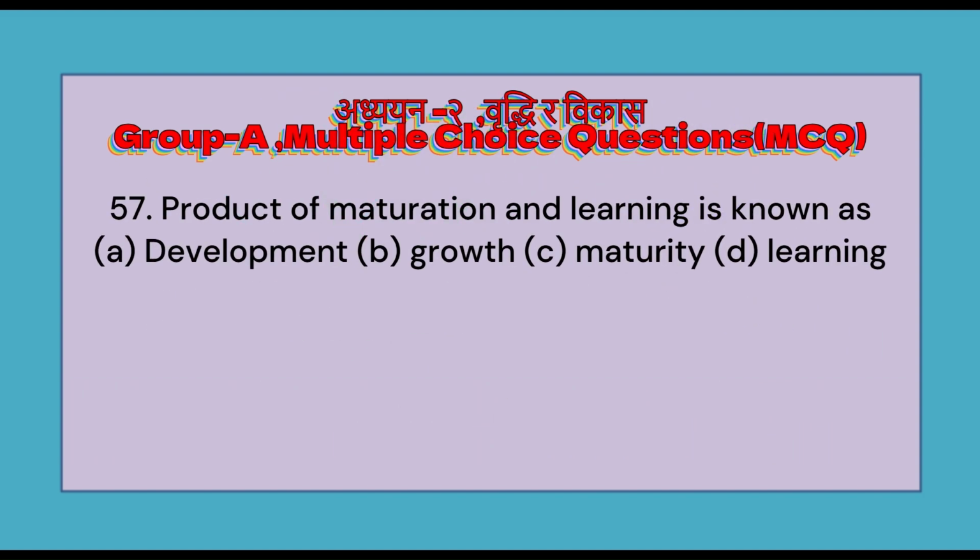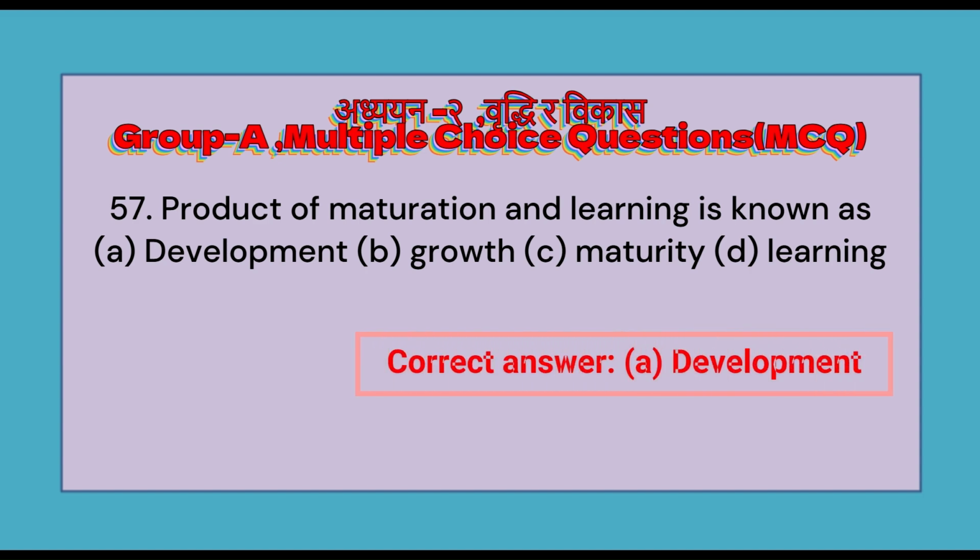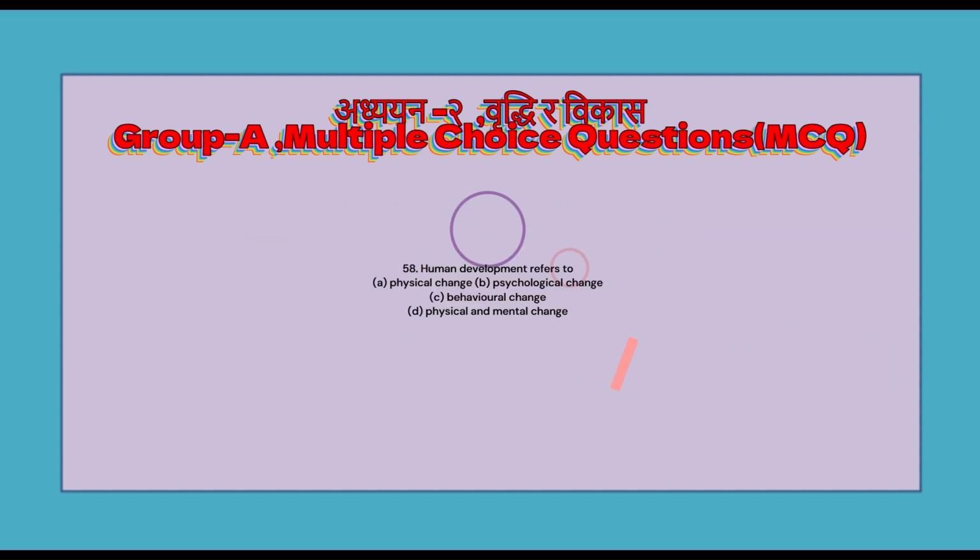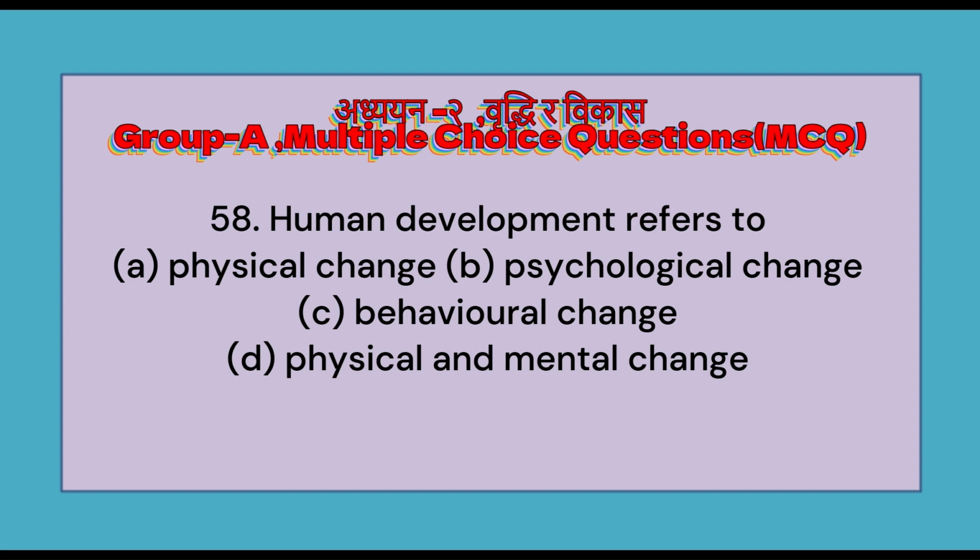57. Product of maturation and learning is known as: A. Development. B. Growth. C. Maturity. D. Learning. Correct answer: A. Development.